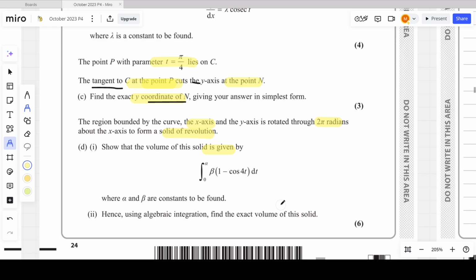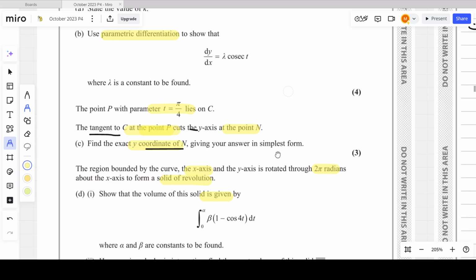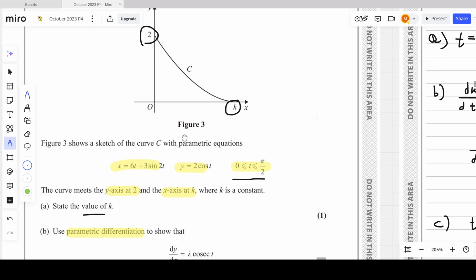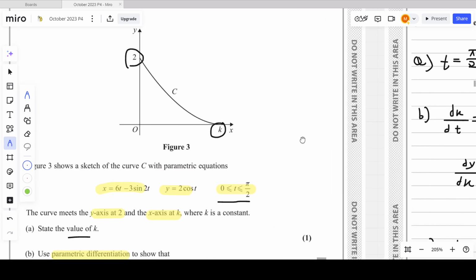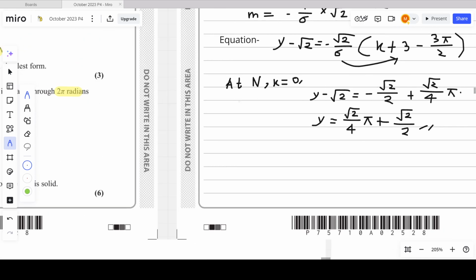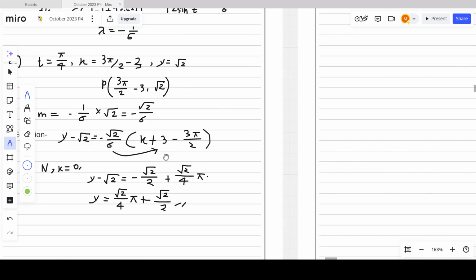So we need to find the volume of revolution, right? For finding the volume of revolution, how can we do that? We need to use integration, right? We know the value for k, which was 3 pi, and we also know this point, that is the origin. So we need to use integration definitely. Let's move on to the next page.